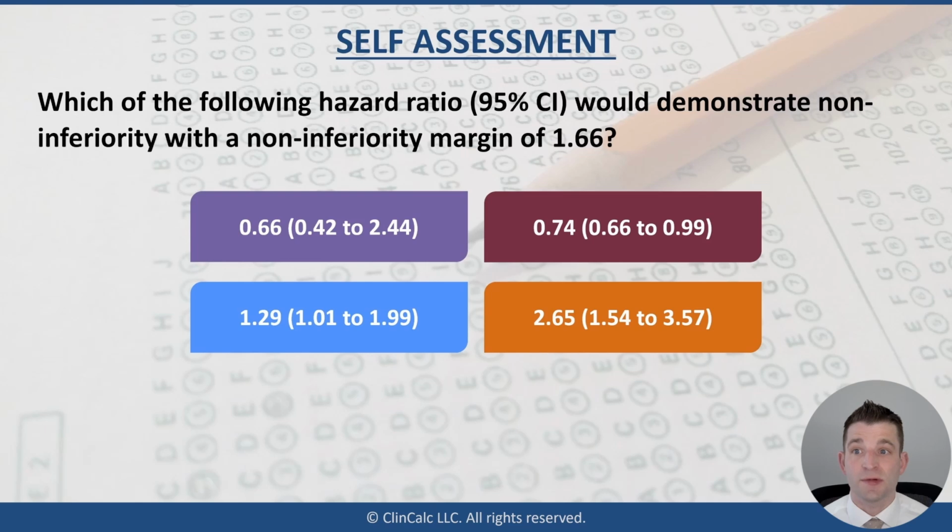For our self-assessment, which of the following hazard ratios with 95% confidence intervals would demonstrate non-inferiority with a non-inferiority margin of 1.66? Is it 0.66 with a range of 0.42 to 2.44? Is it 0.74 with a range of 0.66 to 0.99? Is it 1.29 with a range of 1.01 to 1.99? Or is it 2.65 with a range of 1.54 to 3.57? Pause the video and think about which of these would demonstrate non-inferiority with a margin of 1.66.